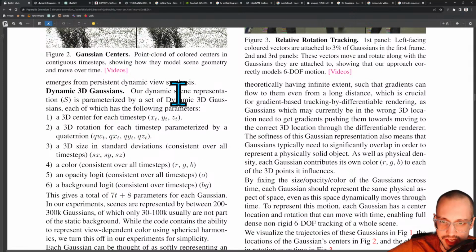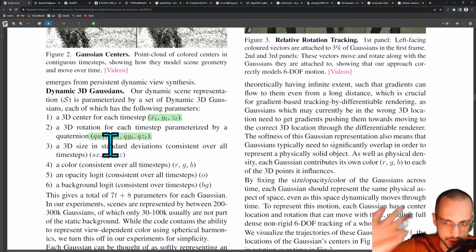Dynamic 3D Gaussian. Our dynamic scene representation S is parameterized by a set of dynamic 3D Gaussians, each of which has the following parameters. A 3D center for each time step, so this is the position. You have the rotation, and this is your quaternion, right? You have X, Y, Z, and then that extra parameter that you need, that extra quaternion number, which allows you to perfectly represent all rotations.